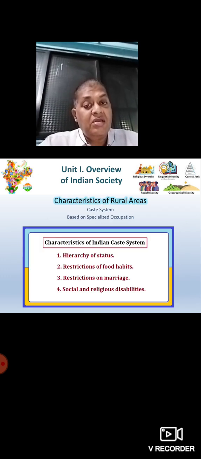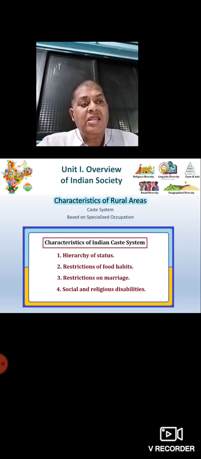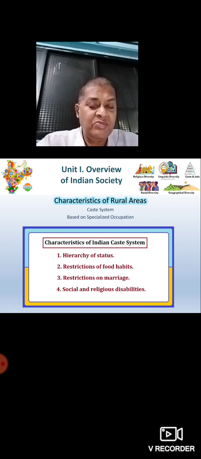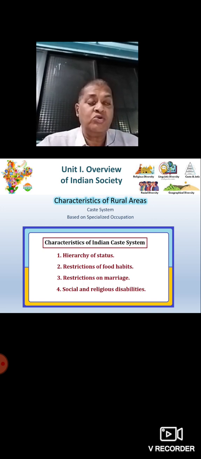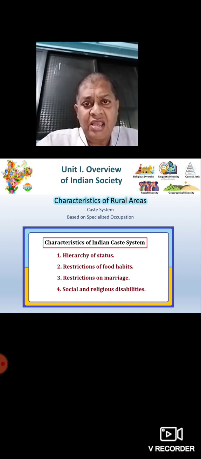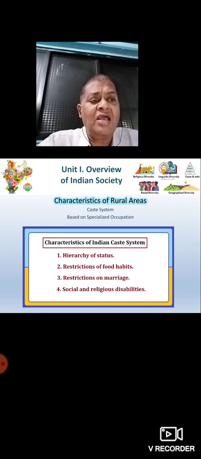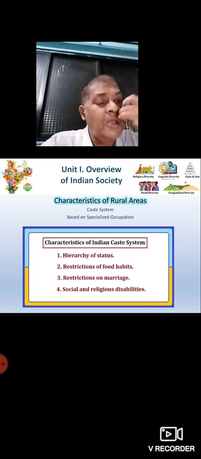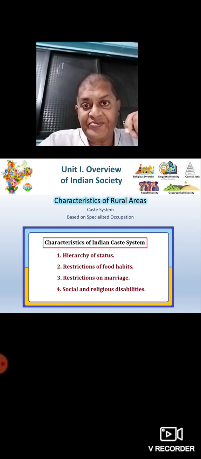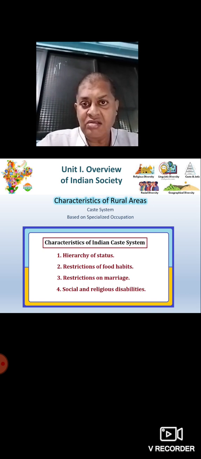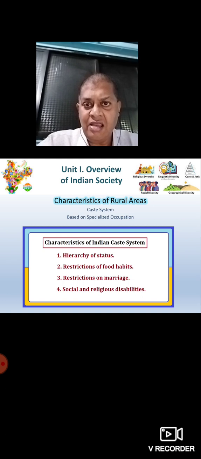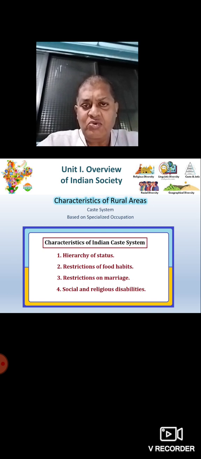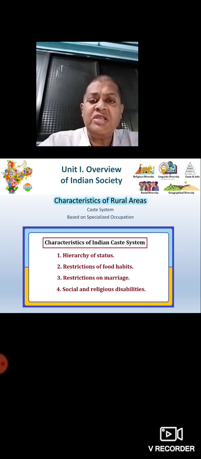Now, some characteristics of rural areas. The caste system, which is based on specialized occupation, primarily finds growth over here. And what are the characteristics of the Indian caste system, especially in the rural areas? Hierarchy of status. Someone is the landlord, then he has a higher position, and someone who is a manual laborer does not find any position at all.